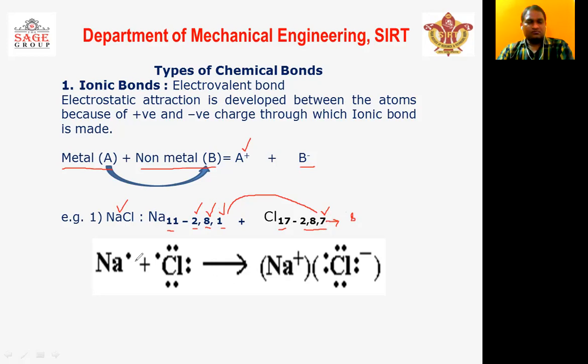So here is the Lewis dot symbol representation. Na, sodium, has one valence electron, plus Cl. Cl has seven valence electrons. So how do we show the seven electrons present in the outermost shell? This is the Lewis dot symbol representation.